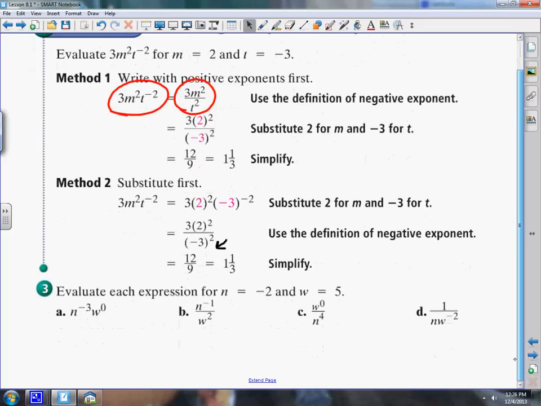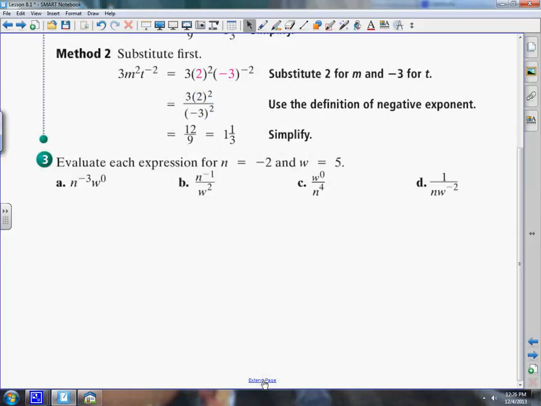Those are both the same problem. They're just showing you different ways to do it. So try these problems, A, B, C, and D, and then we'll correct.